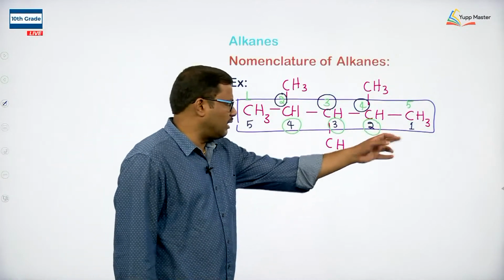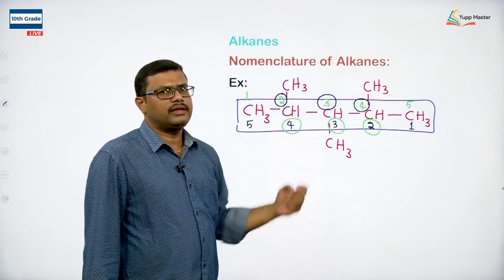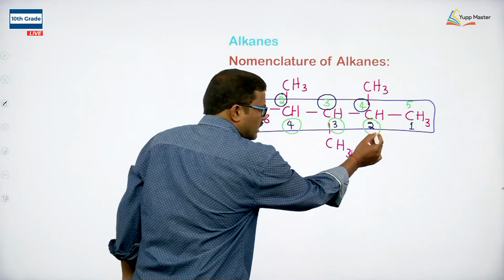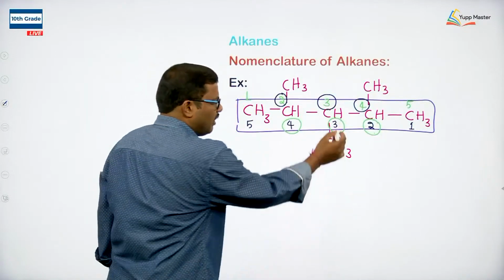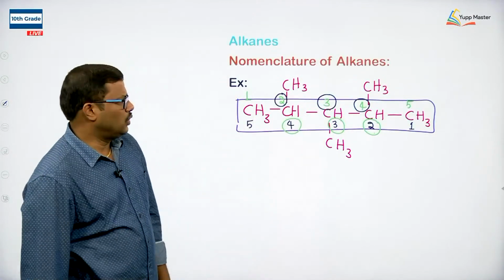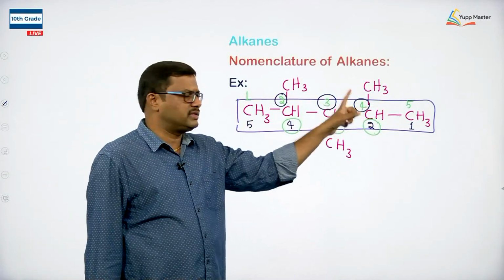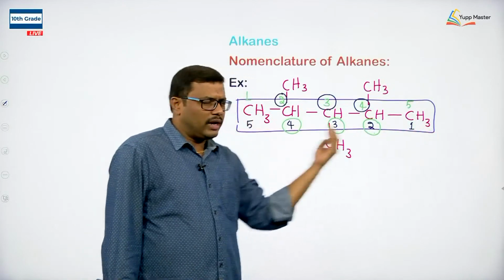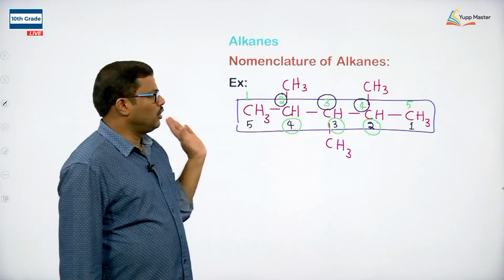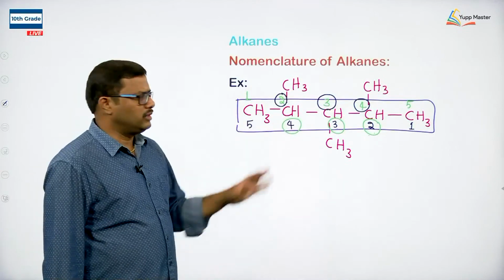So when we are numbering the parent chain from right to left, on the second carbon we have substitution, on the third carbon we have substitution, on the fourth carbon we have substitution. So in the left to right direction, the second, third, fourth carbons have the substitution, and in the right to left direction also, the second, third, fourth carbons have the substitution. So if you are moving in either direction, both give the same kind of numbering to the substituted carbon atoms.